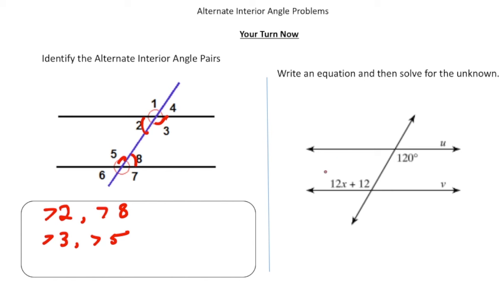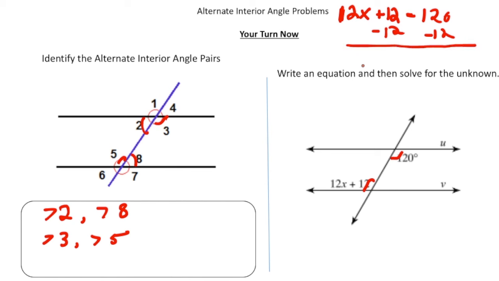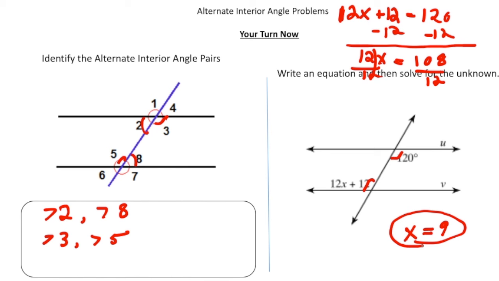And then for this one, we're going to try to solve for the unknown. We know that this 12x plus 12 is going to equal 120 degrees. So our equation is 12x plus 12 equals 120. Then I'm going to take away 12 from both sides, so we have 12x equals 108. And then when I divide both sides by 12, the 12s cancel out, and 108 divided by 12 gives you 9. So x equals 9. All right, how'd you do?